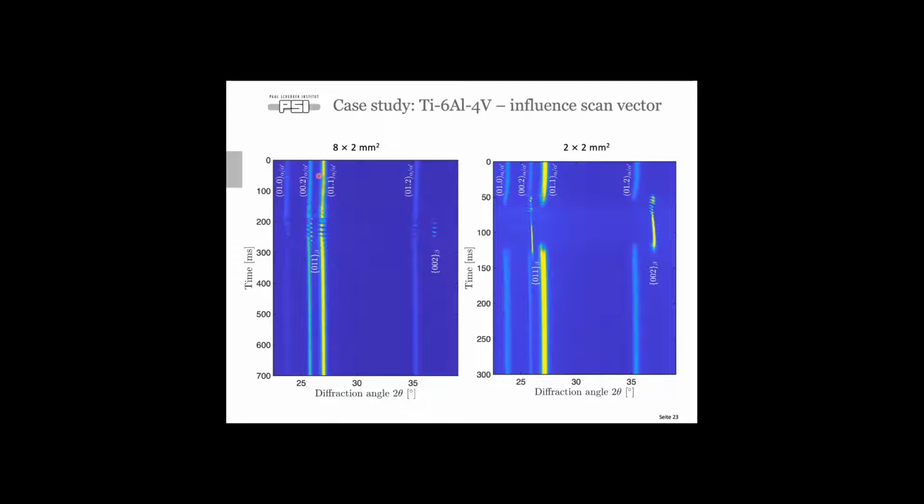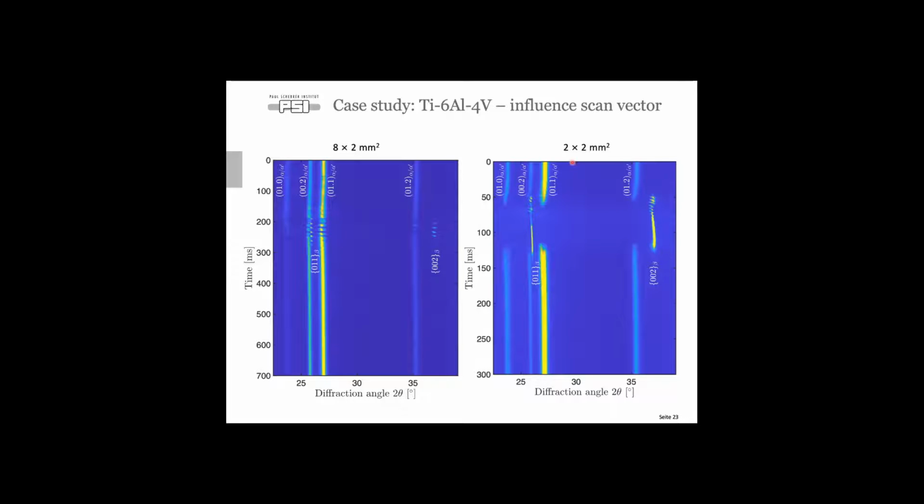So we see the peaks moving to the left because of thermal expansion, and then we see new peaks popping up of the beta phase. And in this case we see the 011 beta phase here and the 002 beta phase also here on the right. And so we see how we go back and forth between the alpha and the beta phase. At some point the laser beam is far away and then the sample slowly cools down, and so our peaks slowly move to the right because of thermal contraction.